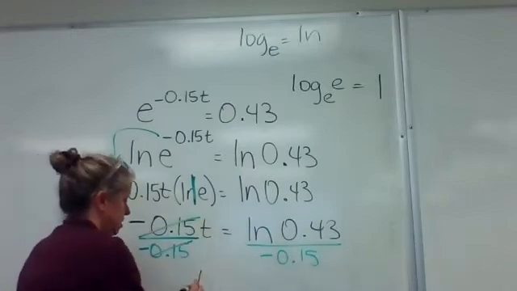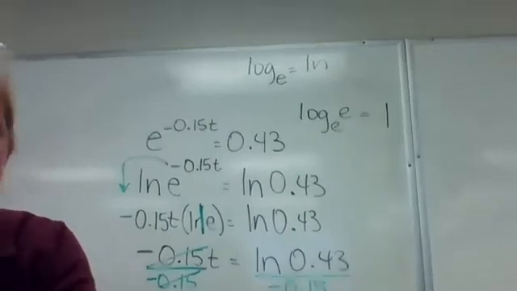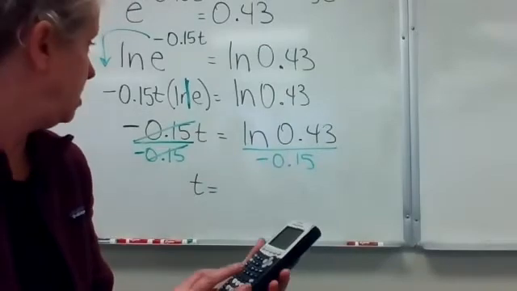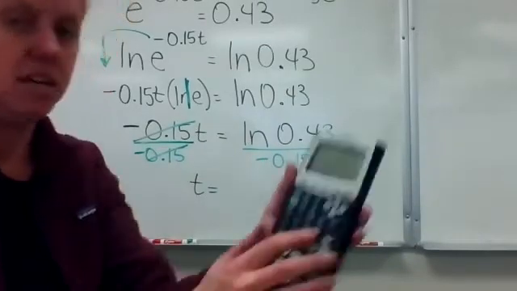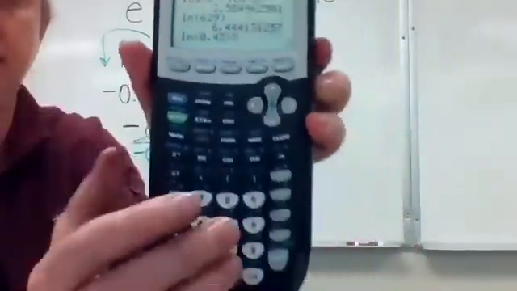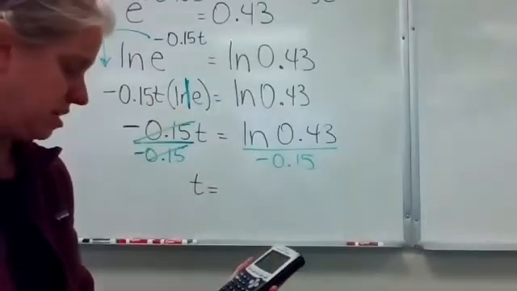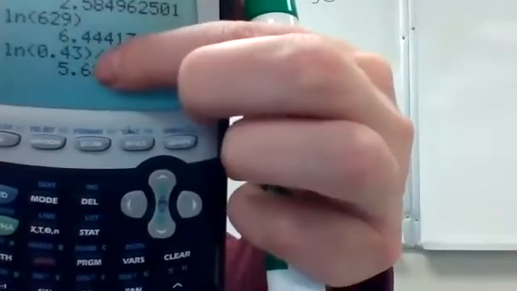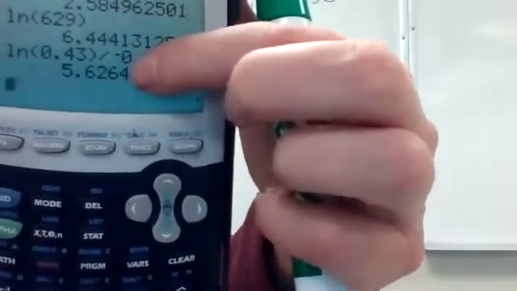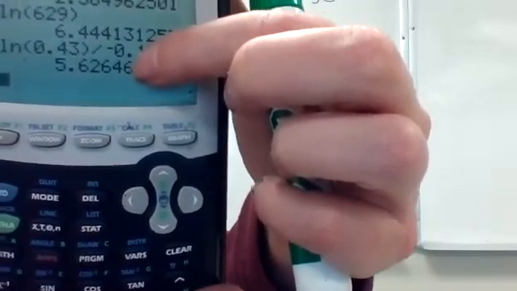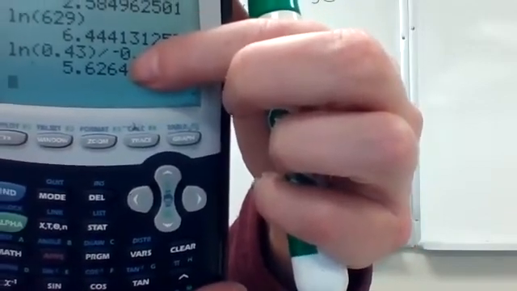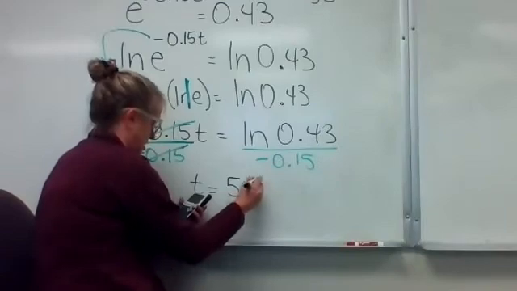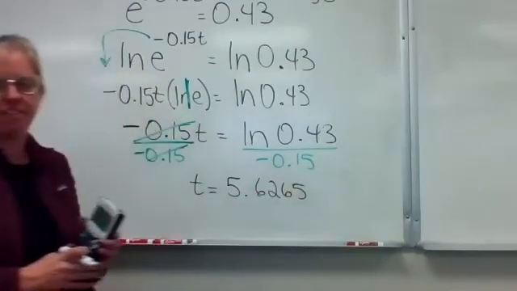So now I have t equals, and then I'll just punch the right side in my calculator. So ln 0.43, close, and then divide it by negative 0.15. And then round it to 4 decimal places. So let's see, 1, 2, 3, 4. After that 4 is a 6, which means I'll round that 4 up to a 5. So I've got 5.6265.